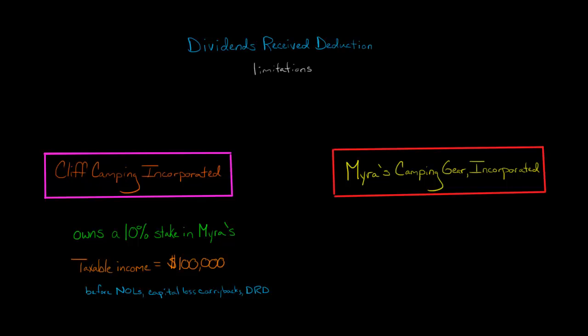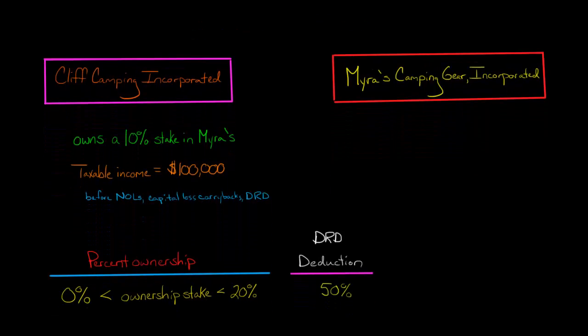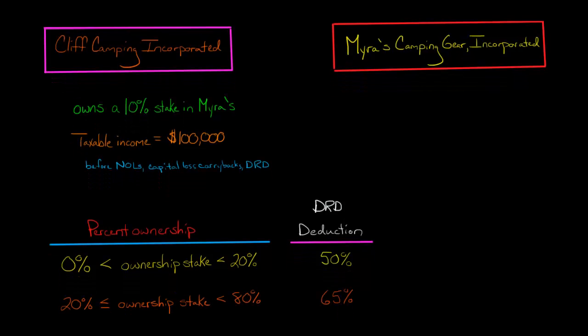In this video, we're going to discuss some limitations on the dividends received deduction. So let's start with the income limitations. If we have a company called Cliff Camping Incorporated that owns 10% of another company called Myra's Camping Gear, normally because they own 10%, they would be entitled to a 50% dividend received deduction on any dividends that they receive from Myra's Camping Gear.